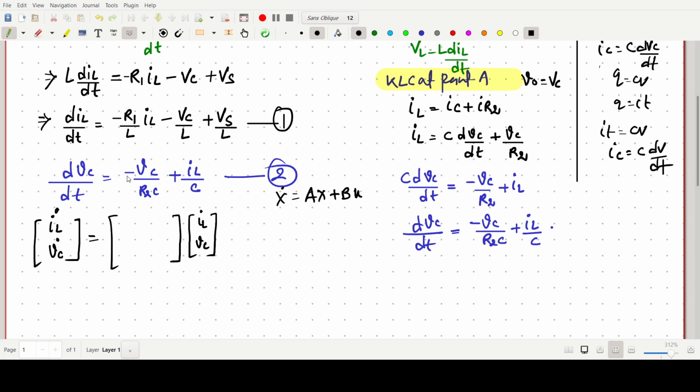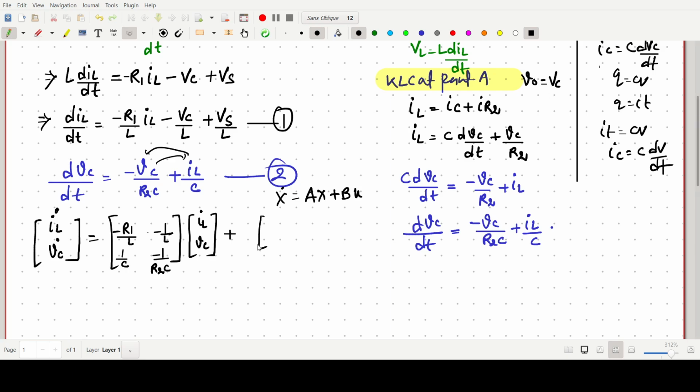Now we have to write the matrix. So what can we write? Minus R1 by L, minus 1 by L. Okay, this is the minus 1 by L. And in this case, what can we write first? IL by C in the first case. So this one 1 by C, minus 1 by R2C. Here you can interchange this side and write like this. Plus B into U.